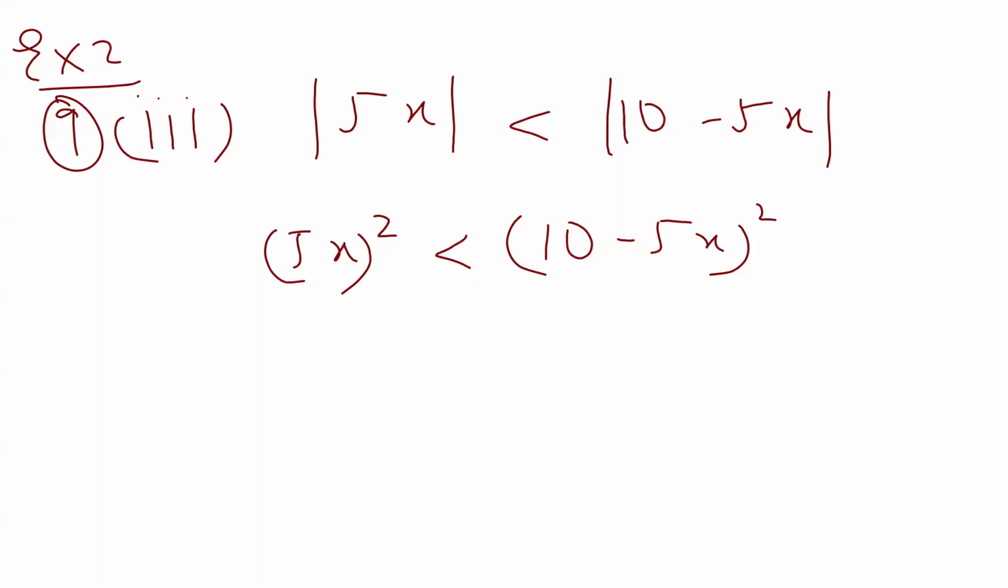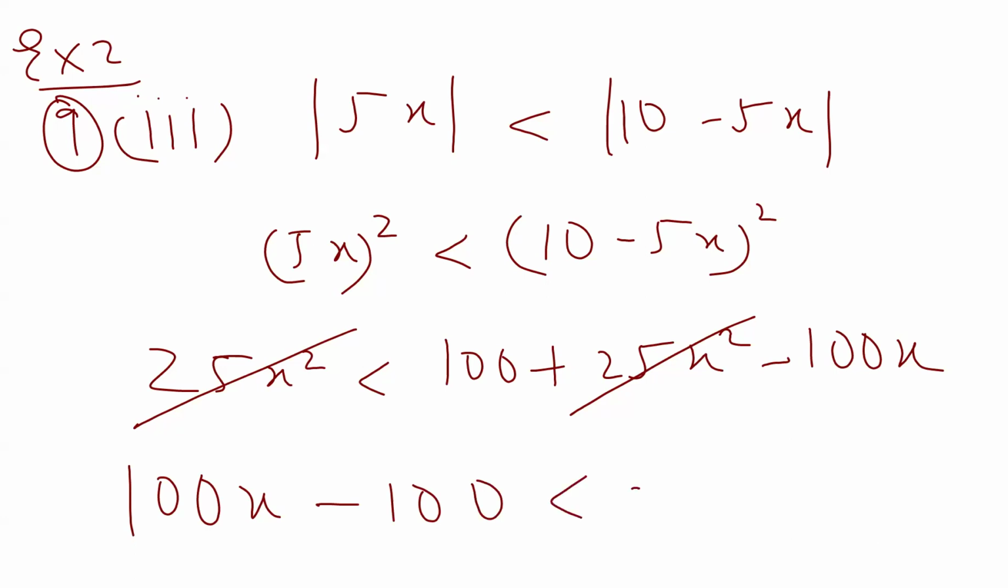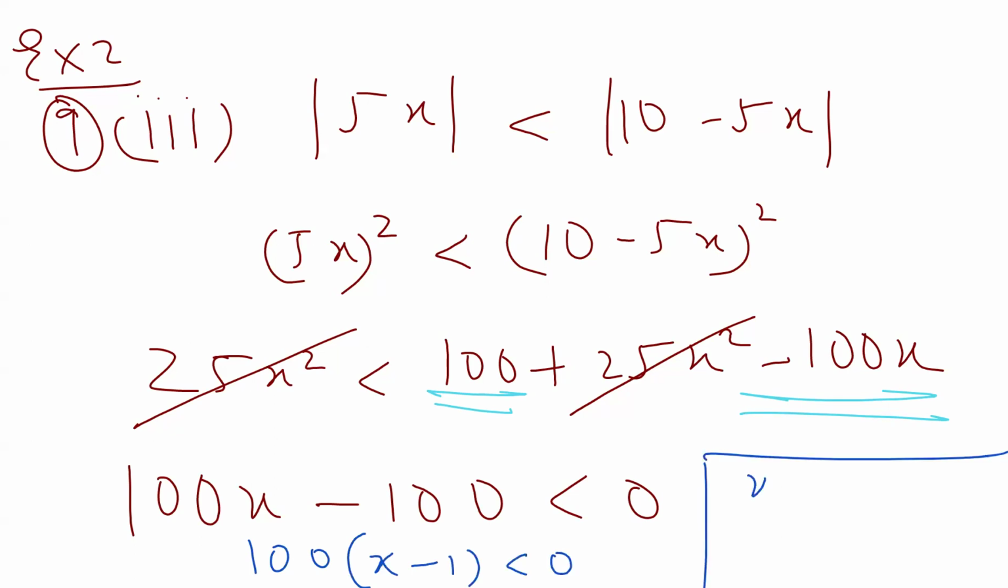Yes. Now solve this. 25x square less than 100 plus 25x square minus 100x. So 25x square gone. Take all terms on the left hand side. 100x minus 100 less than 0. I've taken this and this on the left hand side. Right hand side I've kept 0. Take 100 common. Divide by 100. Inequality does not change.